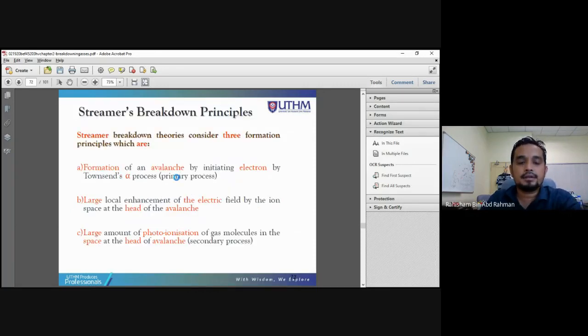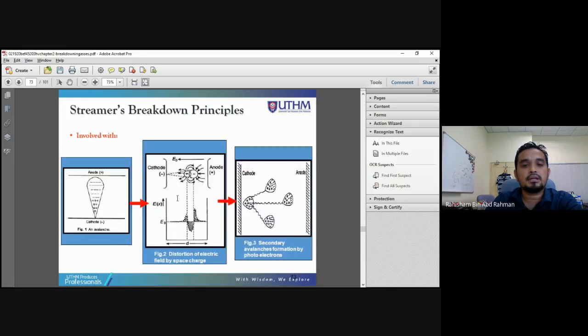Okay, what are streamers? We have three main processes. First is the formation of an avalanche by electrons. This is the primary process. The second is a local enhancement that distorts the electric field. And then we have the secondary avalanche progression that leads to the total failure of the streamers.